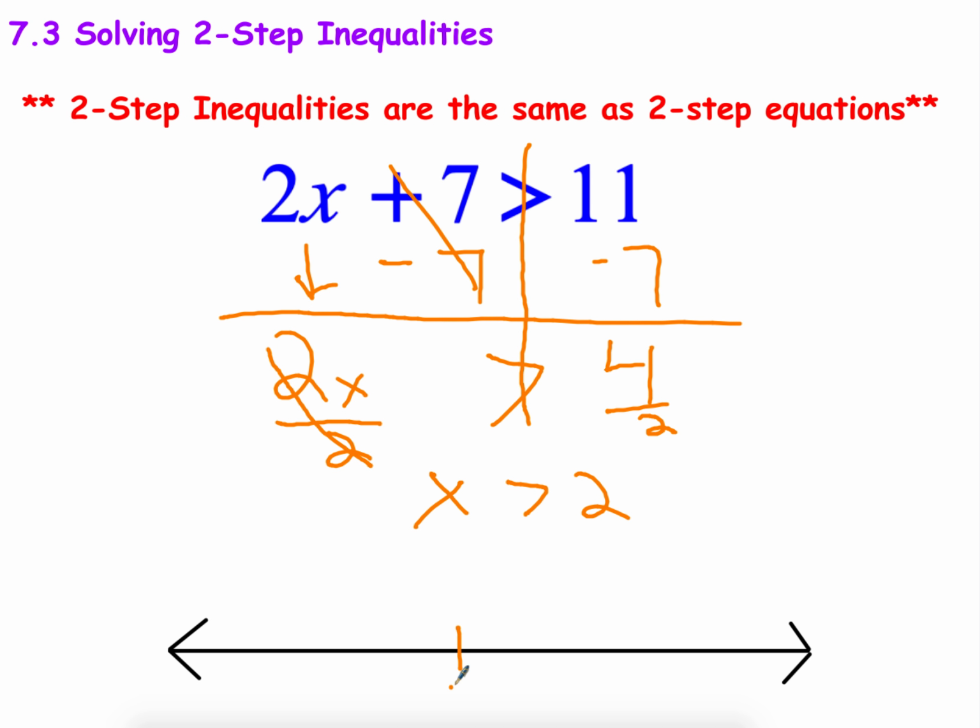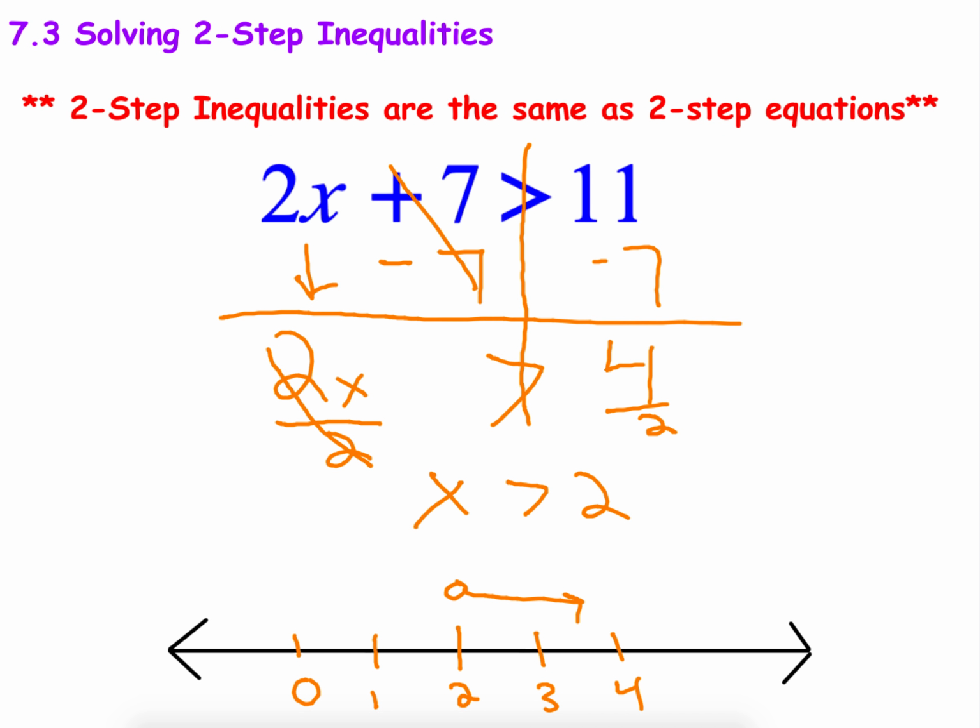And then, as always, we should be graphing pretty much all of our solutions. So I'm going to start my number line at 2, draw a couple numbers to each side, use an open circle because there's no "or equal to," and since x is greater than, I'm going to shade to the right. And that's it. A two-step inequality is basically the exact same thing as a two-step equation.